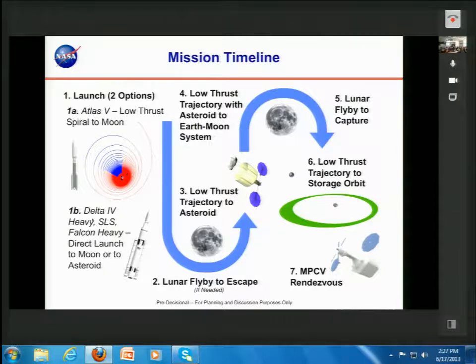And once the asteroid is in the storage orbit, the crew can launch in the MPCV Orion and rendezvous with the asteroid and then perform that part of the mission.